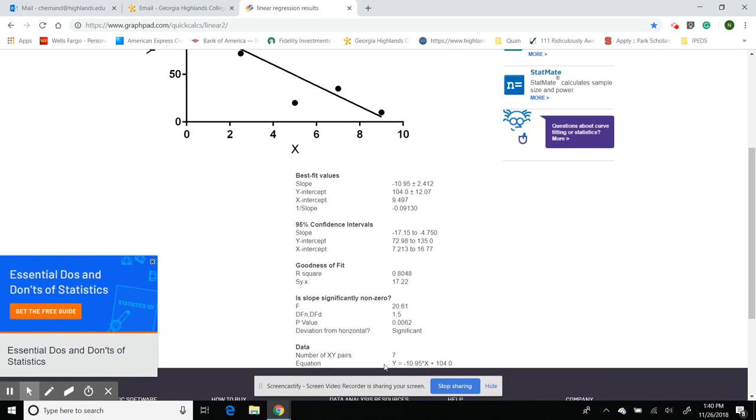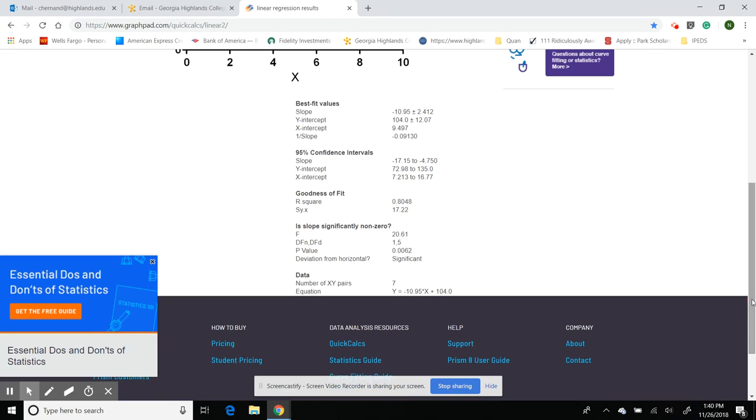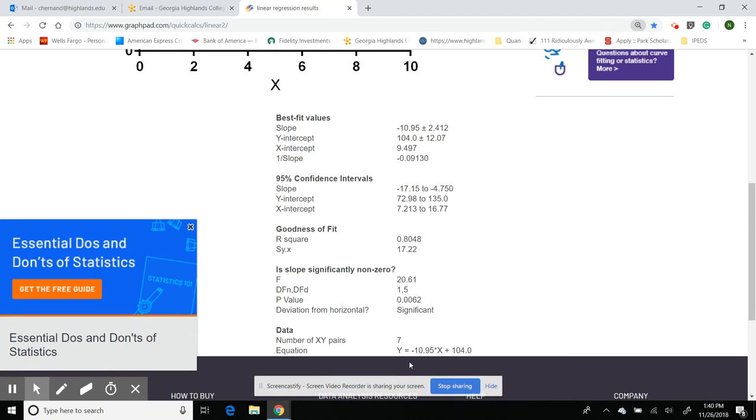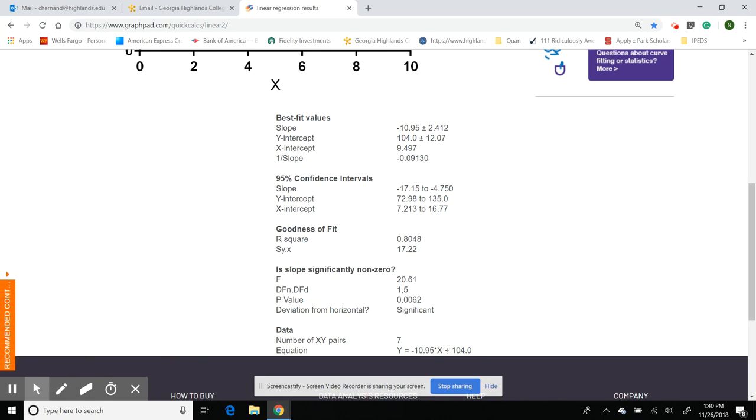Well, the great thing down here is right here. If you can see it, I'm going to try to get it to go a little bit bigger. There we go. So y equals negative 10.95x plus 104.0. This right here, this negative number is the slope. Why? How do I know it's the slope? Because it's by the x. And this 104 is the y-intercept. Okay, but that's great and all, but I need the r value.